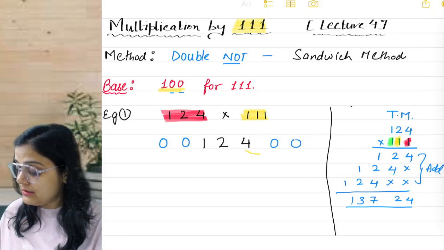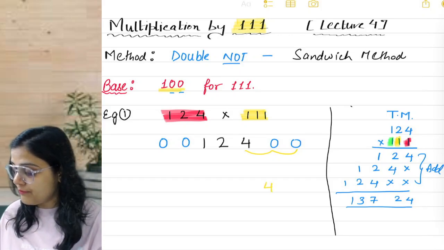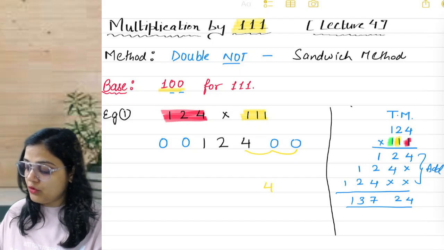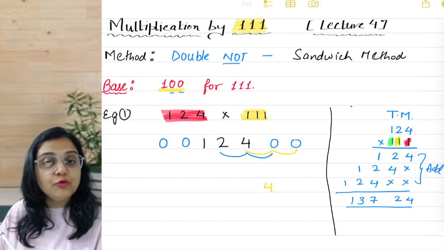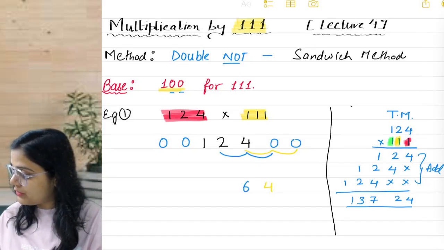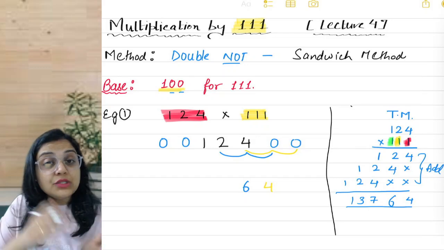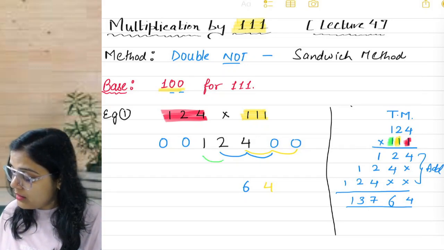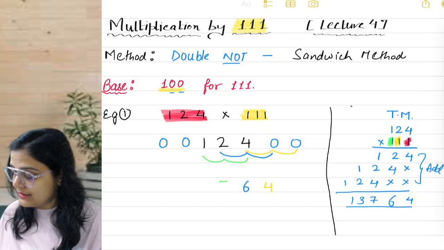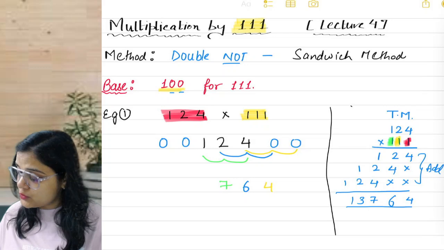So we will add these 3, 0 plus 4. The answer is 4. Then I'll skip the last 0 and add the next 3: 2 plus 4 plus 0. The answer is 6. Okay, I have made a mistake over there, so I'm just changing it here. This is 4 plus 2 is 6. Then I'll add the next 3 numbers: 1 plus 2 plus 4. That is 7.